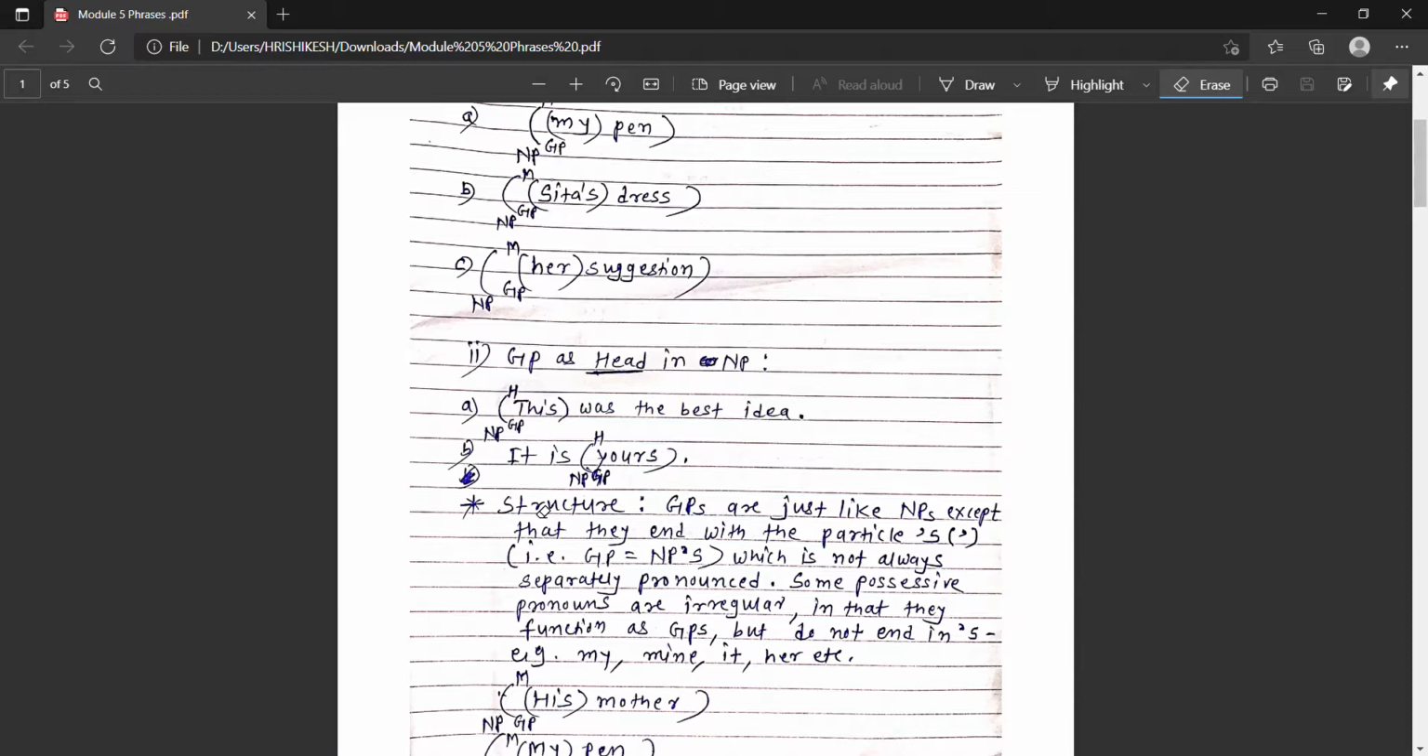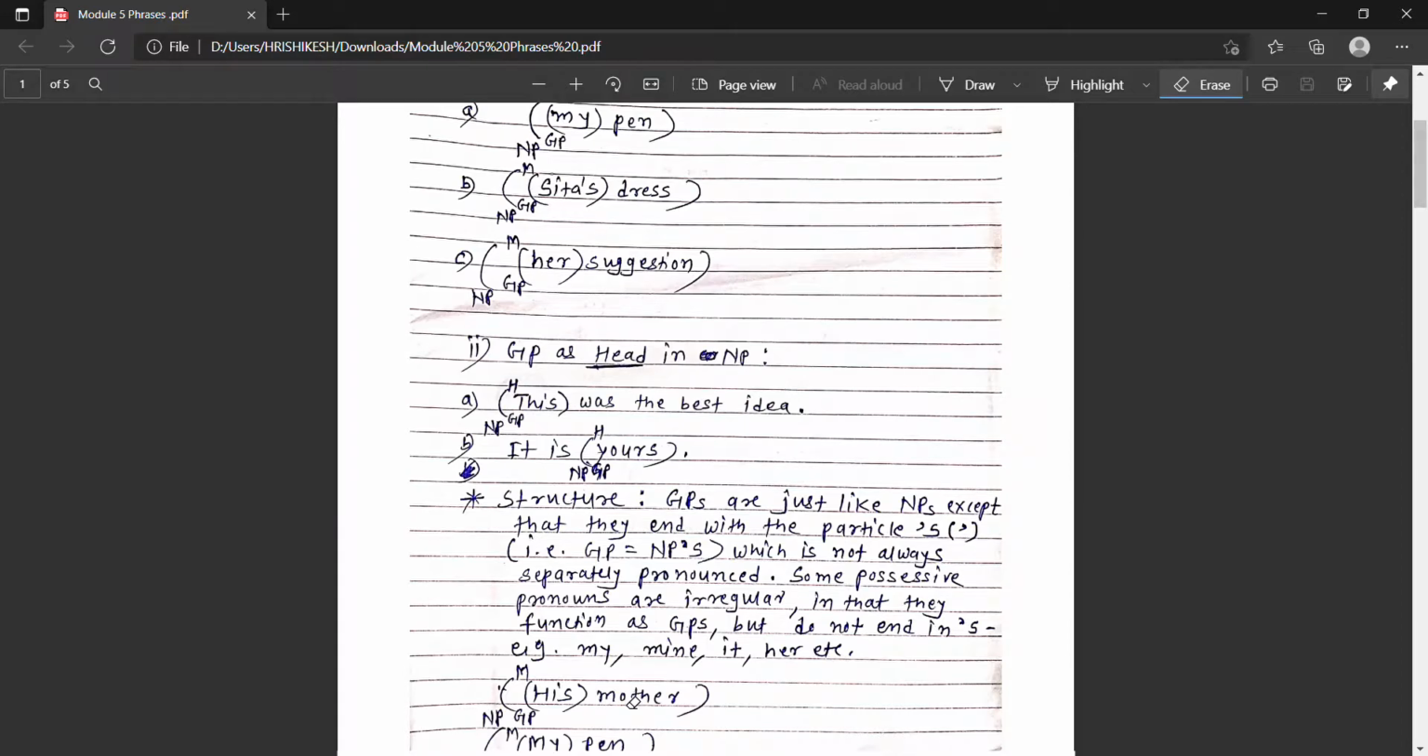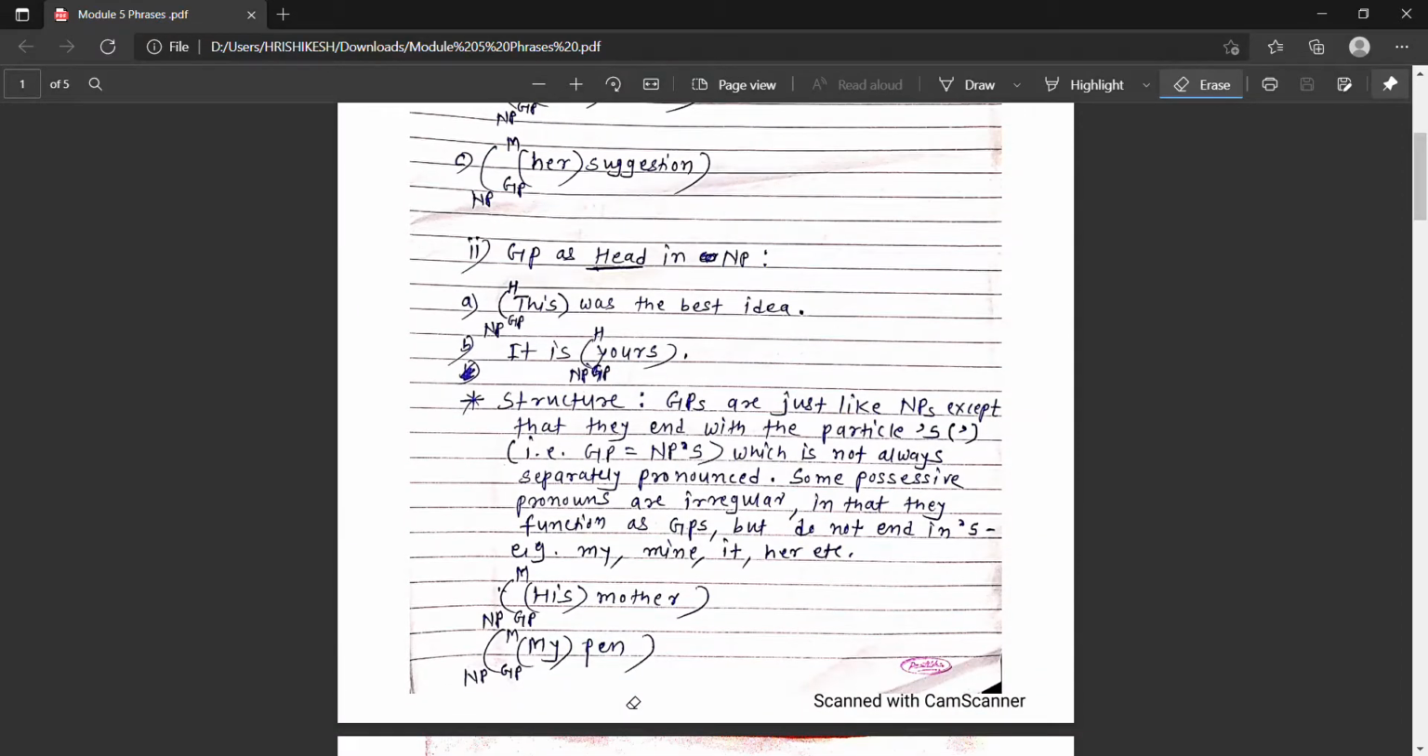So what is the structure of the GP? GPs are just like NPs. Only what is the difference? GPs are introduced with apostrophe s or possessive pronouns. What are the examples here? First example, his mother. In his mother, which is the head word? Mother is the head word. What is the formal label for mother, or the grammatical class of mother? Noun. And that's why it is a noun phrase. In the noun phrase, the noun is the head.